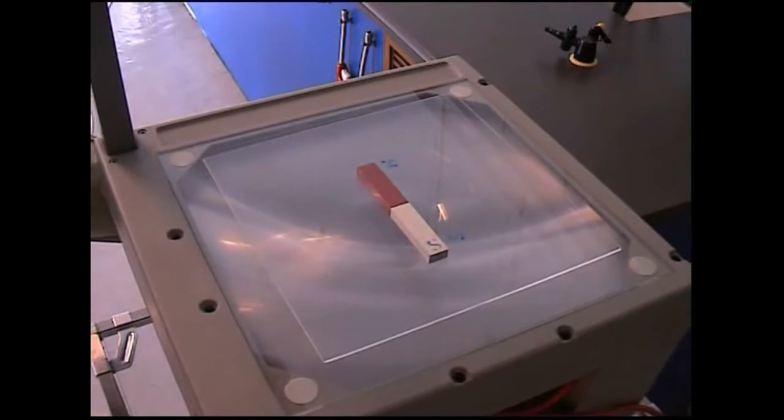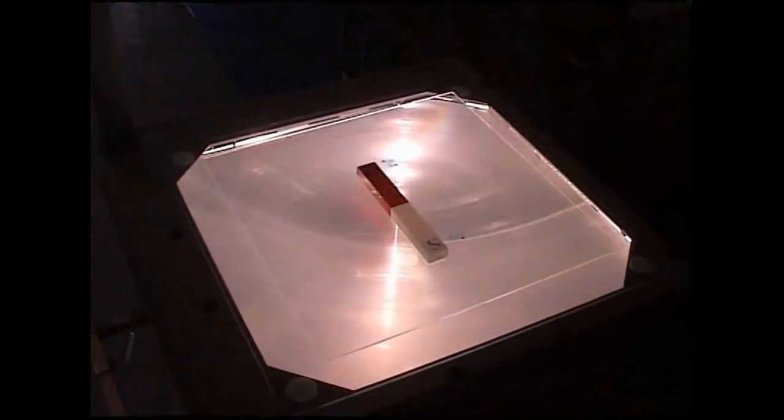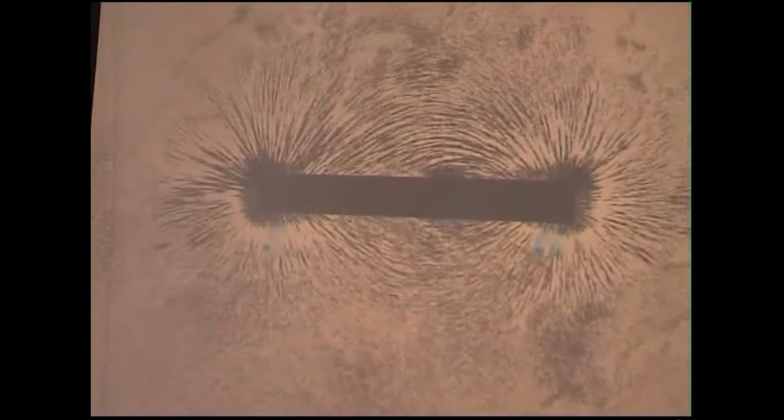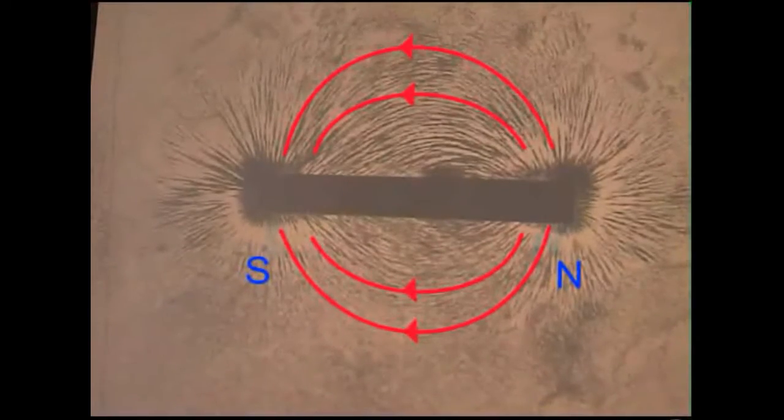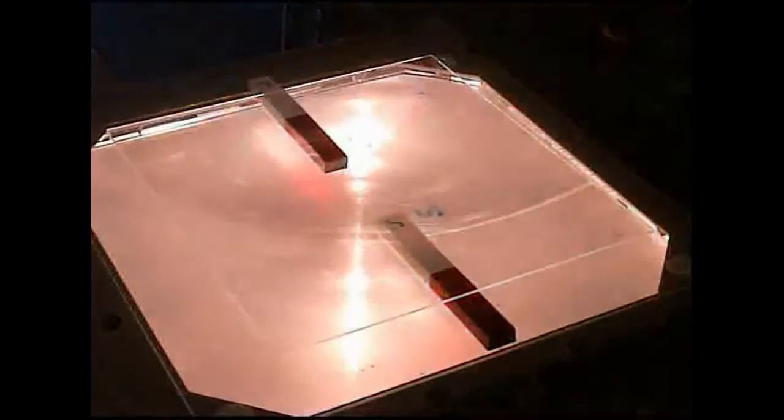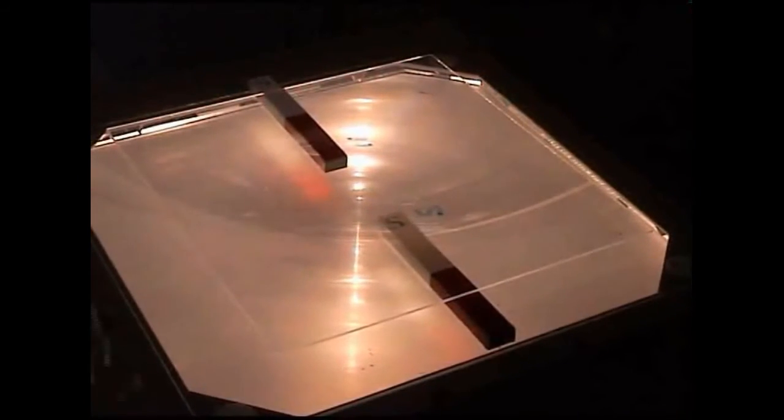Using sticky tape, fix a bar magnet to the underside of a perspex board. Sprinkle iron filings onto the board and tap the board gently with a pencil. Observe the iron filings pattern produced. Place two bar magnets end to end with unlike poles facing each other. Sprinkle iron filings onto the board and tap gently to produce a pattern.